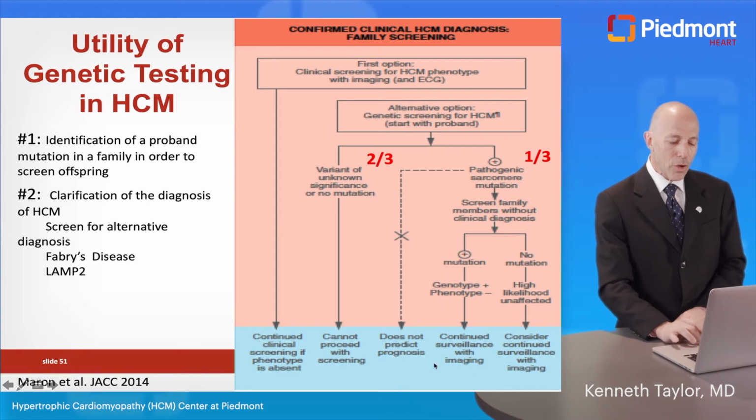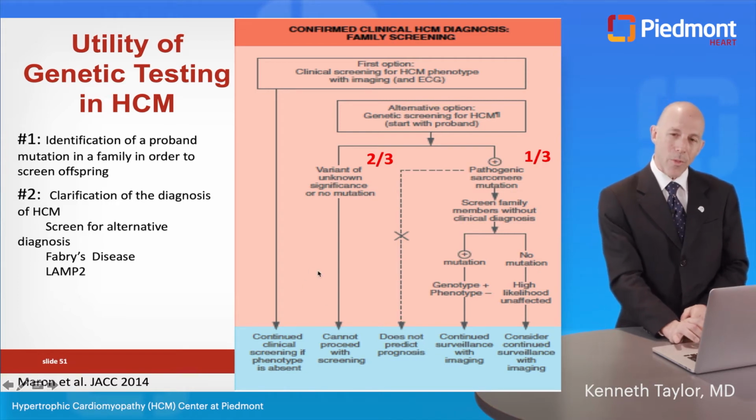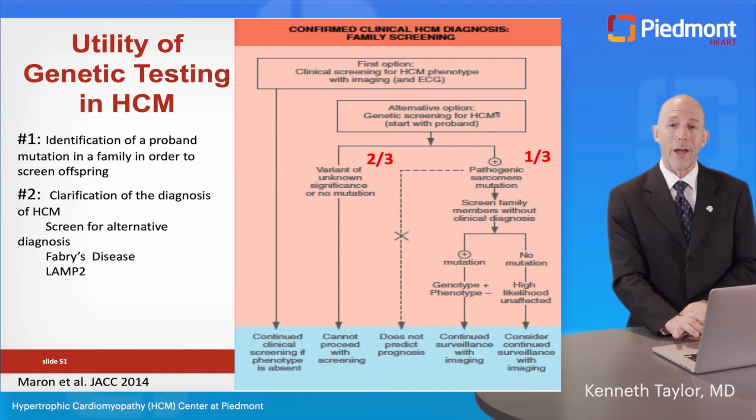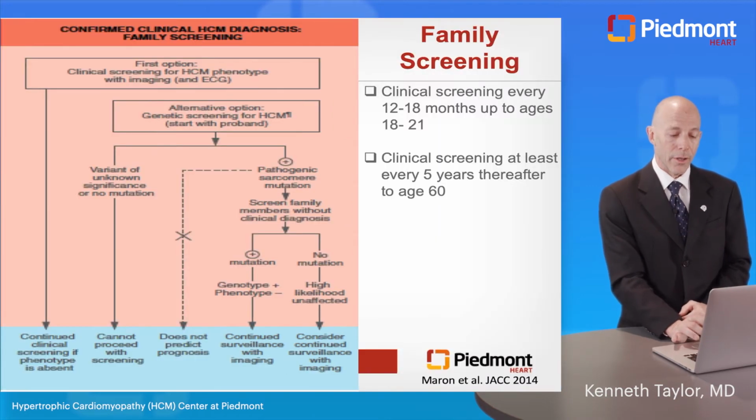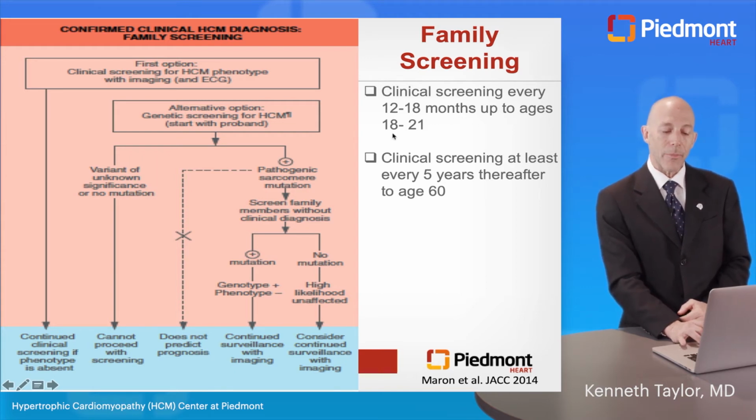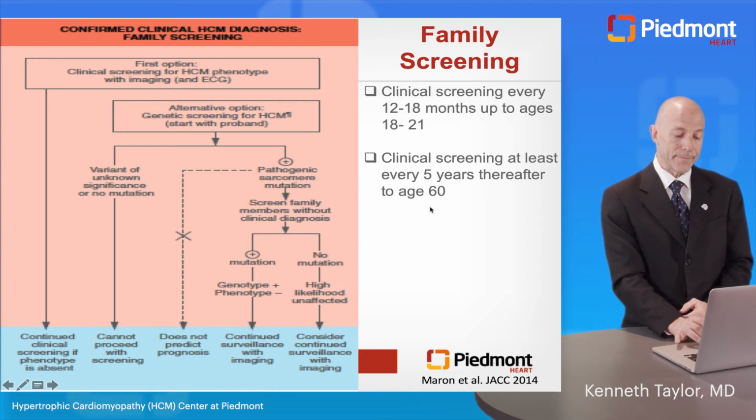So if you look at this, the vast majority of patients will still fall into a bucket where they need to be followed with clinical following. That's why a lot of programs will shy away from doing genetic testing. The screening for family members, if they're children or pre-adolescent, is typically every 12 to 18 months up to ages 18 to 21. And then as adults, it's every 5 years to age 60.